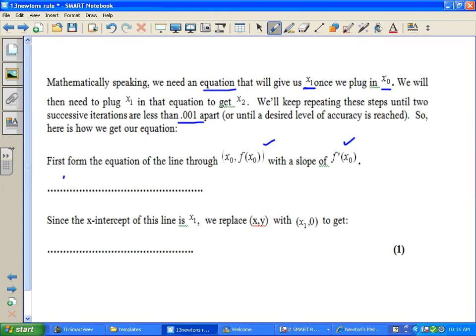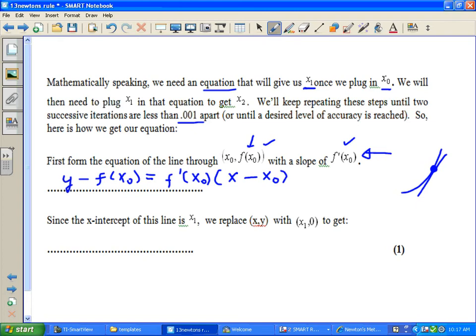Right, point-slope form. So y minus the y coordinate here is going to be f of x sub 0, equals the slope. The slope is the derivative at that point, which is f prime of x sub 0, times x minus something. X minus what? X sub 0, right? That was the x coordinate at that point. So the tangent line was like this. And we know what that point is, x sub 0, f of x sub 0, so we use that point.